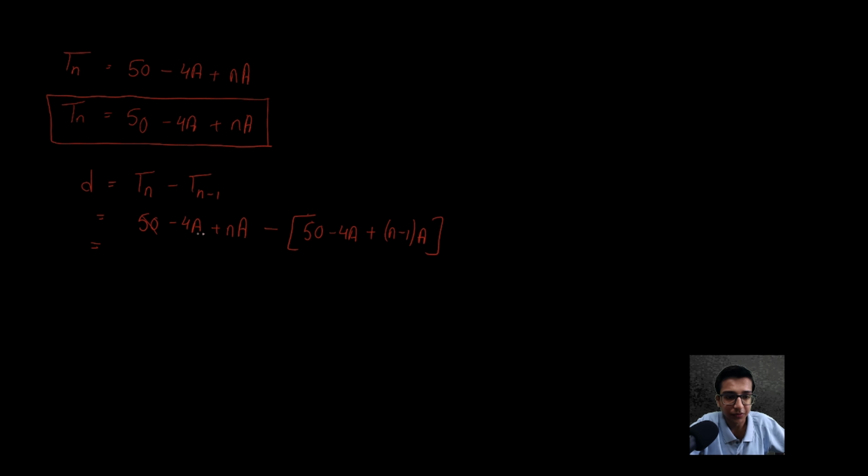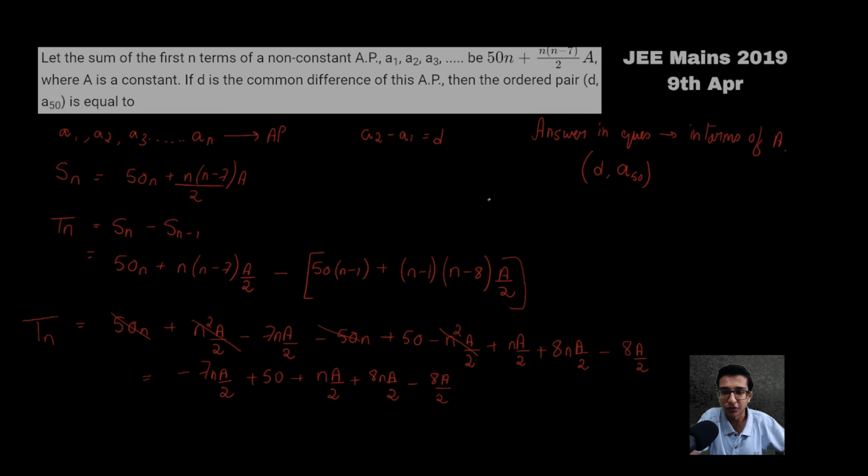So from here 50 and 50 would get cancelled out, minus 4a plus 4a would get cancelled out, and we would get na minus na plus a. So na and na would also get cancelled out, and we get the value of the common difference equal to a. So we found the first term of the ordered pair that we needed to find, D, which is equal to a, and we needed to find the answer in terms of a only. So we found out what the value of D is.